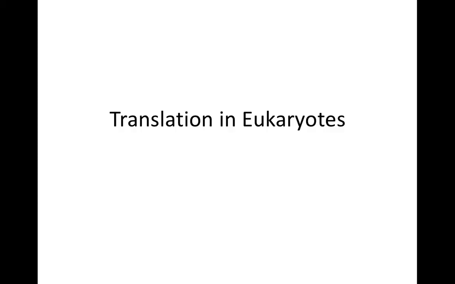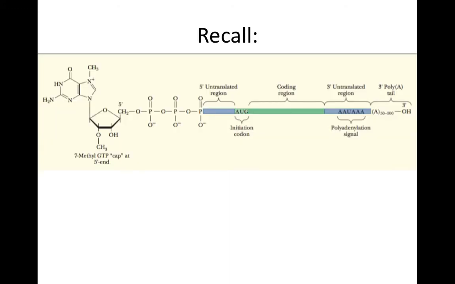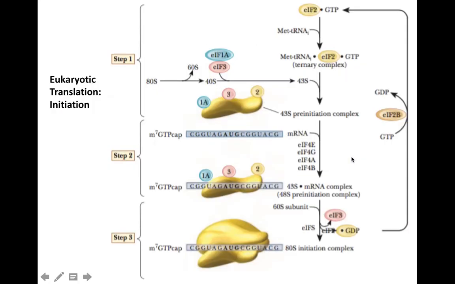And there we go. Now, let's go to translation in eukaryotes. If you will recall, in eukaryotes, we have an mRNA that has a 7-methyl GTP cap at the 5' end and a poly-A tail at the 3' end. In eukaryotes, it's usually the initiation part that is more complicated, in the sense that it will require more initiation factors compared to prokaryotes.